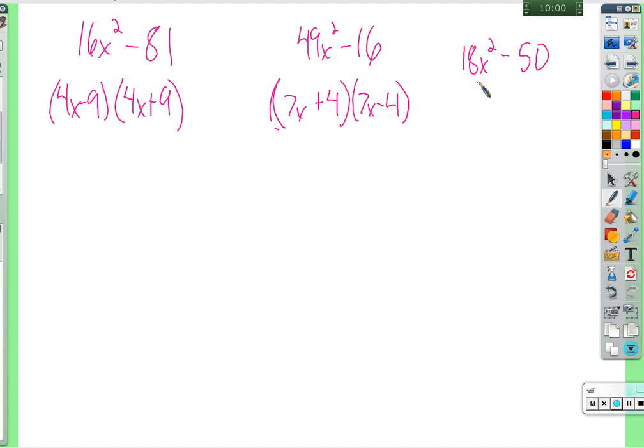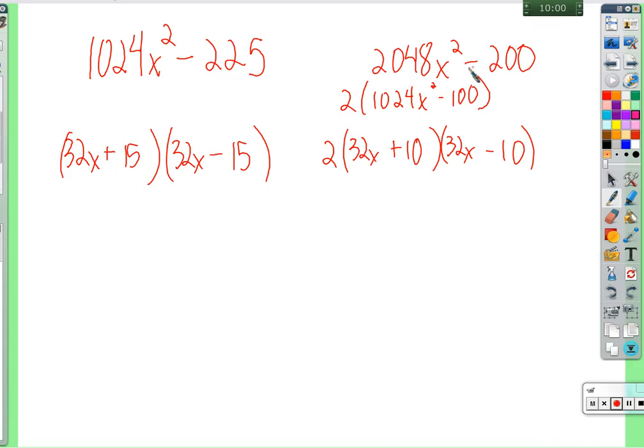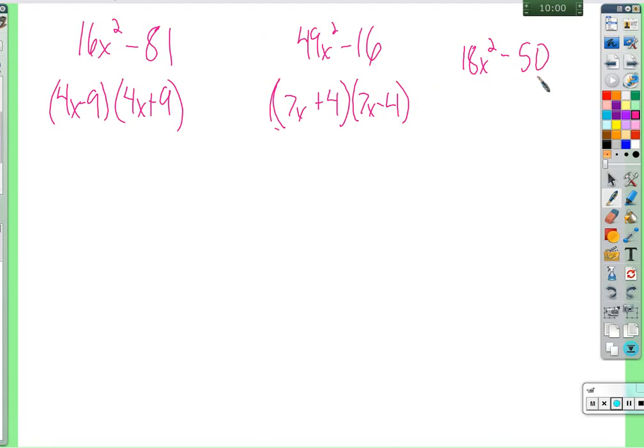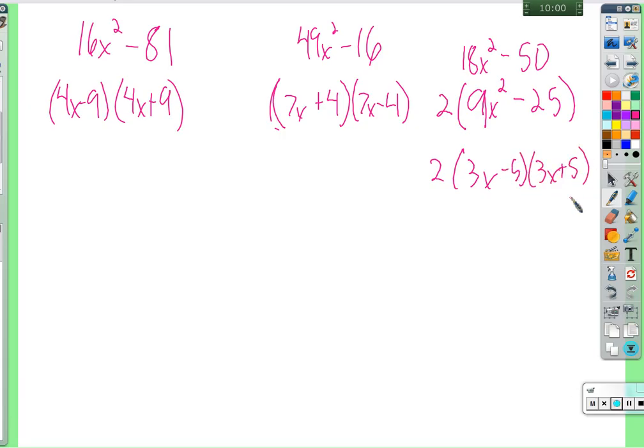Initially, it doesn't look like it's working. But just like with this one, is there a factor that the two of them have in common? Two. Factor out the two, we get 9x squared minus 25. Now what about this one? You got 3x, with the two out here still. 3x minus 5, 3x plus 5. So remember, you may be able to turn it into a difference of squares if you factor out any common factors.